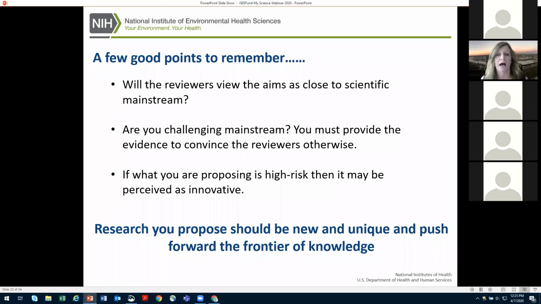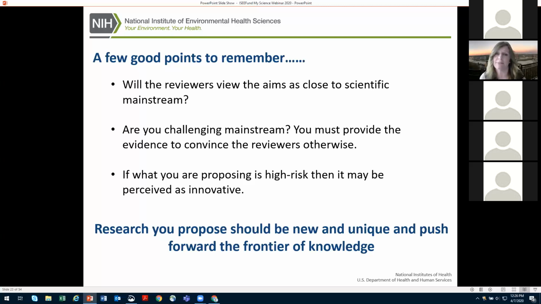Otherwise, if what you're proposing is high risk, then it may be perceived as innovative. That's a kind of a catch-22, because there are mechanisms, which they call the R21, for high risk innovative studies, but I can tell you that it's almost as hard to get an R21 as it is to get an R01. So let's think creatively on which mechanism fits, based on the science that you have and how long it's going to take you to get it done.